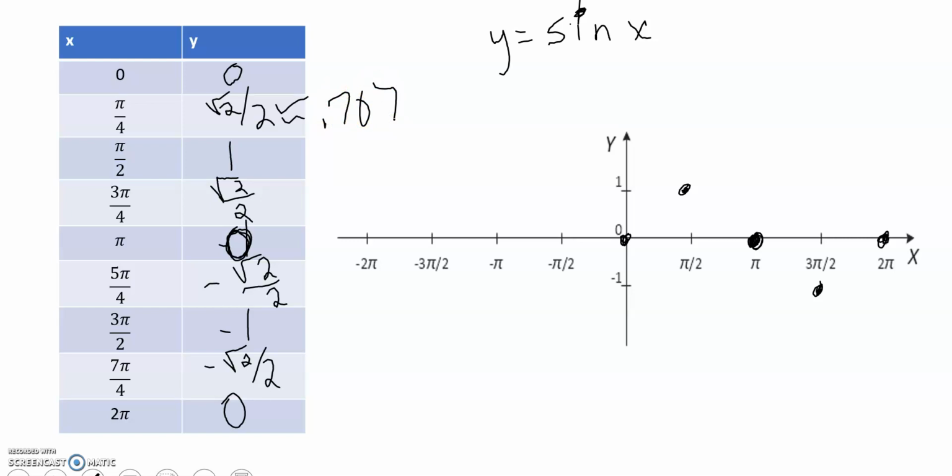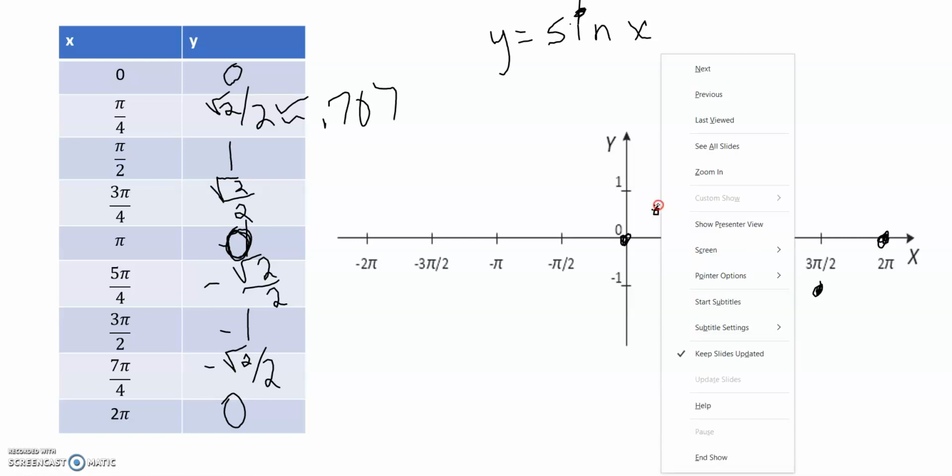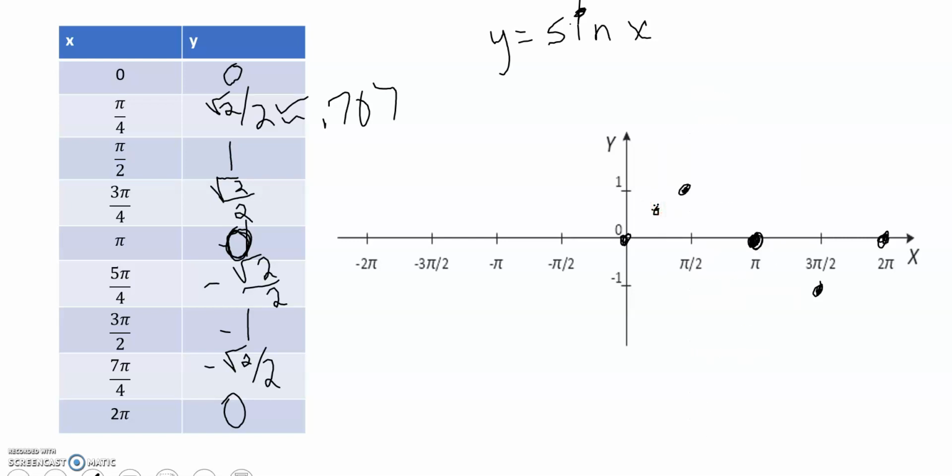So pi over 4, remember, is between 0 and pi over 2. So at that, we're at about 0.7. And then at 3 pi over 4, we're at that same value, 0.7. At 5 pi over 4, which is between pi and 3 pi over 2, we're at negative square root of 2 over 2, which is negative 0.707. I don't know why this thing keeps popping up. And then at 7 pi over 4, you're at that same value.